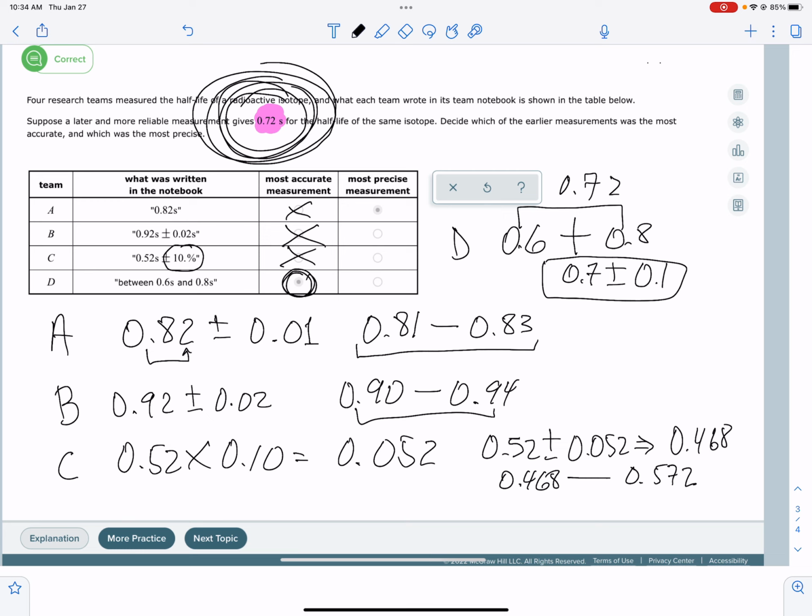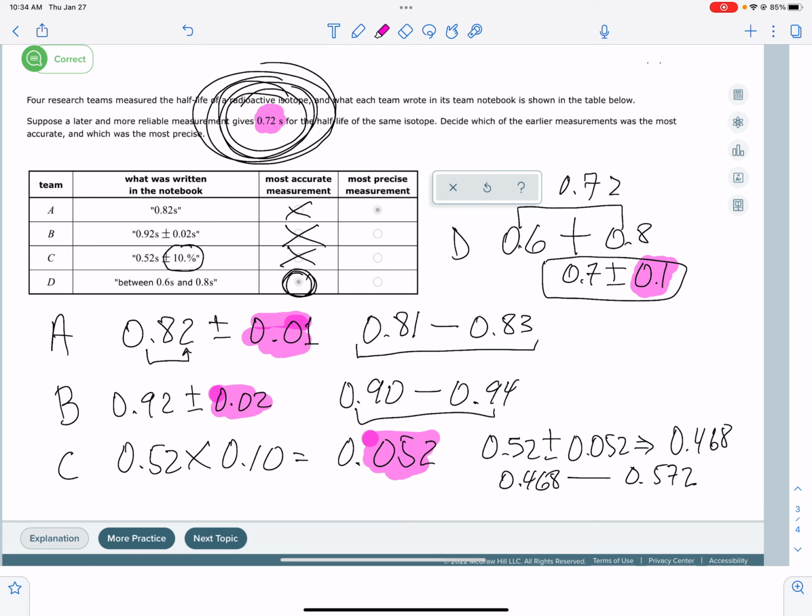What about the most precise? Well, the smallest plus or minus. For the first one, 0.01. For the second one, 0.02. For the third one, 0.052. And for the last one, 0.1. So which one is the smallest one? It will have to be A, 0.01. So that's how you approach that.